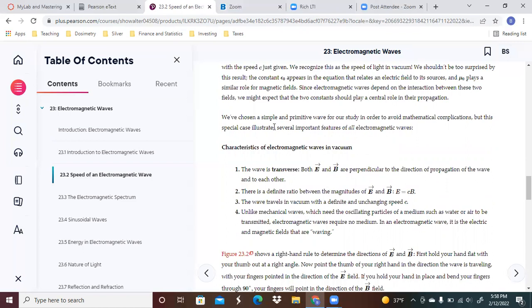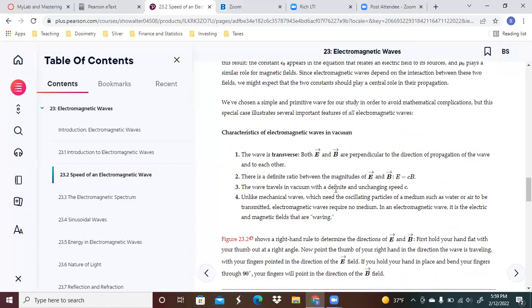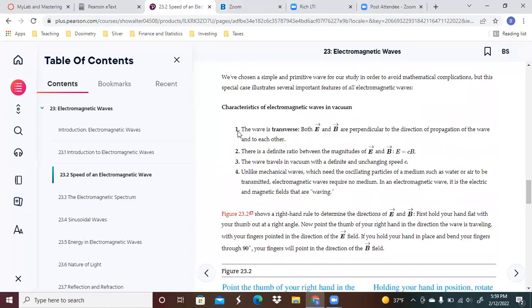So we've chosen a simple and primitive wave for the study in order to avoid mathematical complications, but the special case illustrates several important features of all electromagnetic waves. So the characteristic of electromagnetic waves in a vacuum: the wave is transverse, so both E and B are perpendicular to the direction of the propagation of the wave and to each other. And let me see if I can find an example here to kind of show you that.